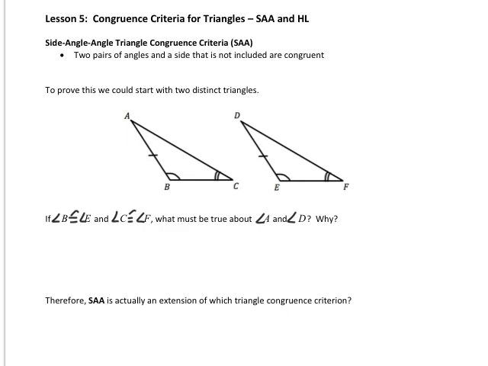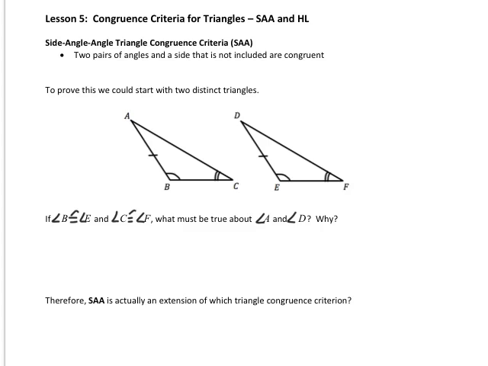We're going to add two more triangle congruencies to our list, and they are side angle angle and what we call HL. So we're going to start with side angle angle, or sometimes I call it angle angle side, either way. And what it states is two pairs of angles and a side that's not included is enough to show that triangles are congruent.